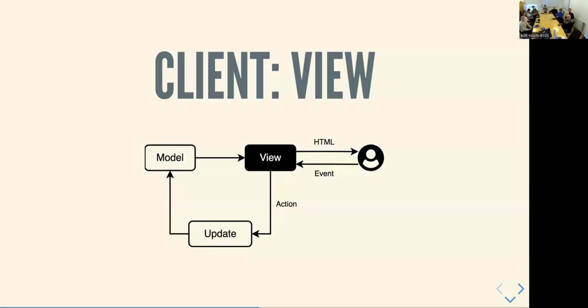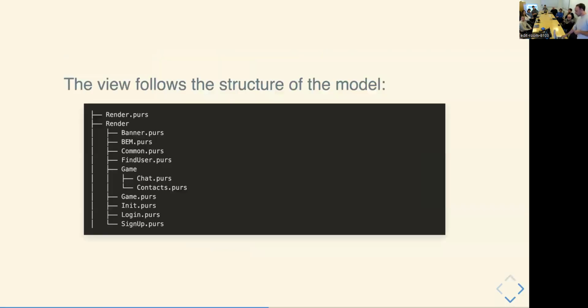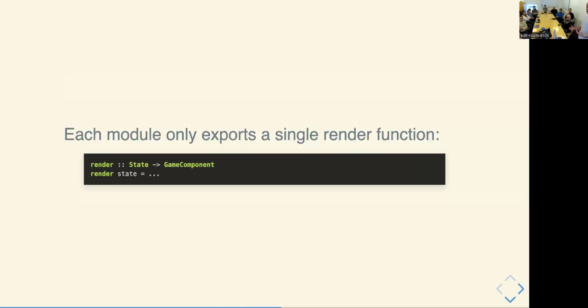And then the view. So the view is what makes the HTML that the user will see, and also defines the actions that the user can do, which are events or clicks or things like that. And the view follows the same structure as the model. So here you have the different pages, you have the chat, you have the contacts, etc. Each of these modules has a render function that takes the state for that page from the model and creates this Halogen component thing, which is the HTML.